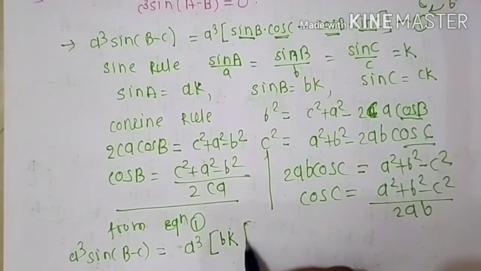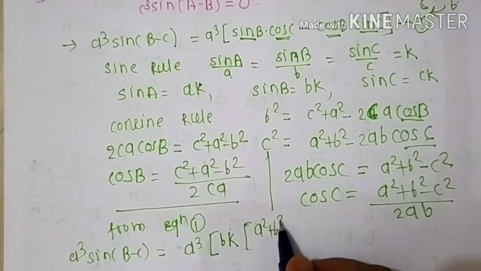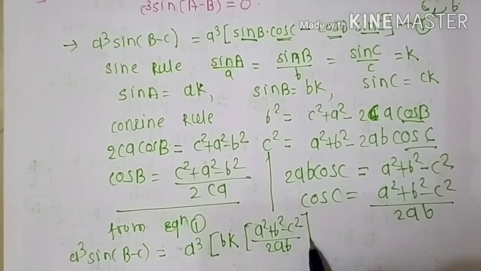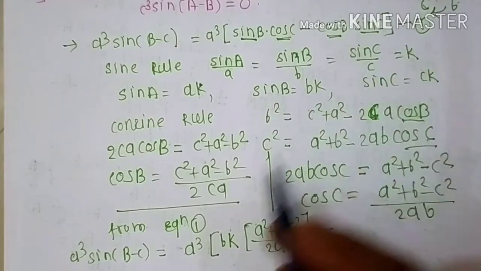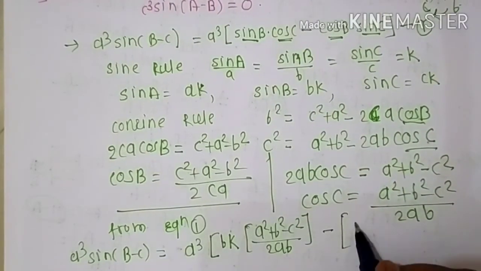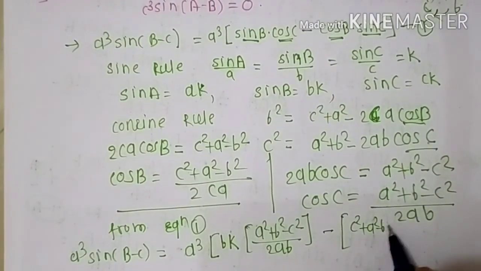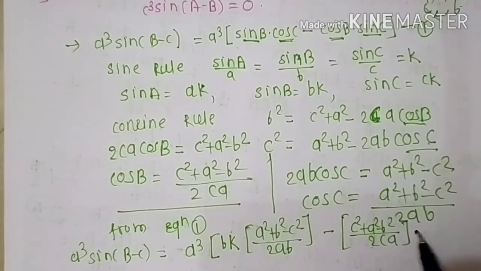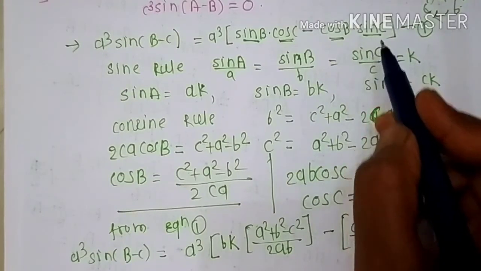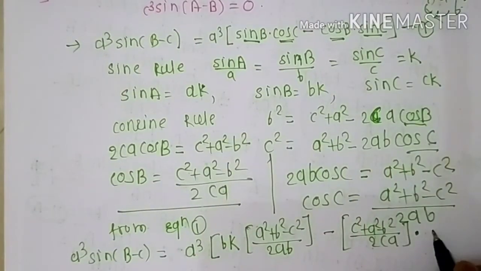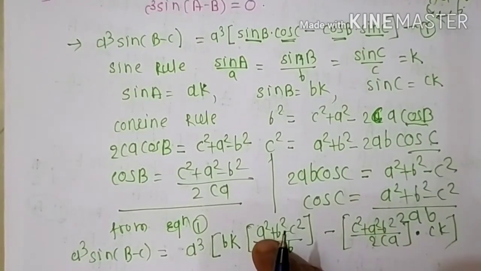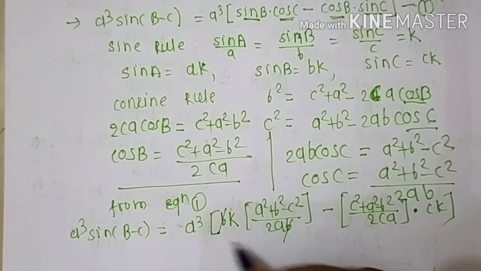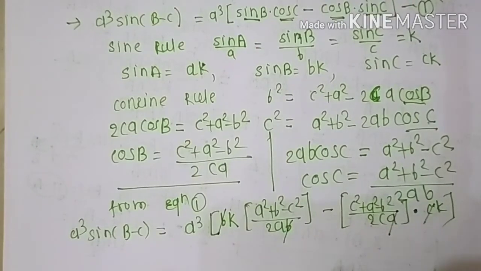Cos C is, substituting here, (a² + b² − c²) divided by 2ab, minus cos B. What is cos B? That is (c² + a² − b²) divided by 2ca, into sin C. Sin C is c into k value. Then the b and this b get cancelled, and here also c and this c get cancelled.